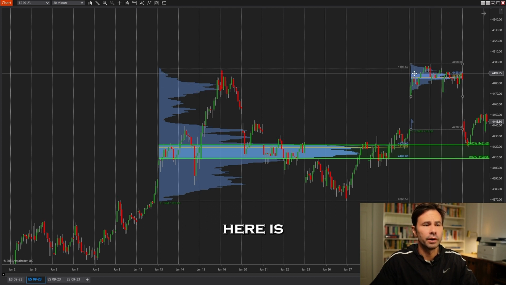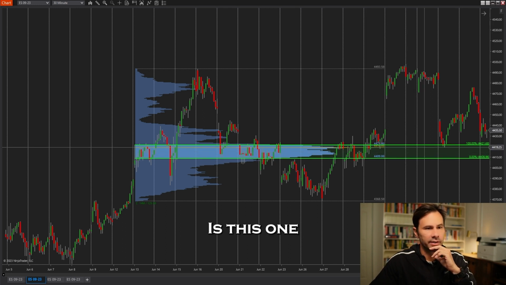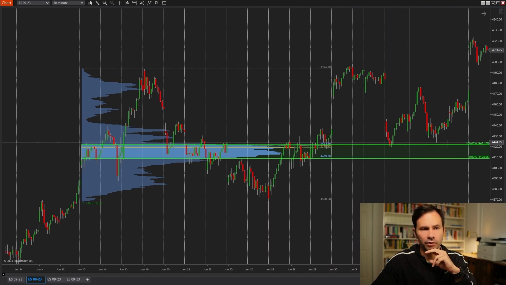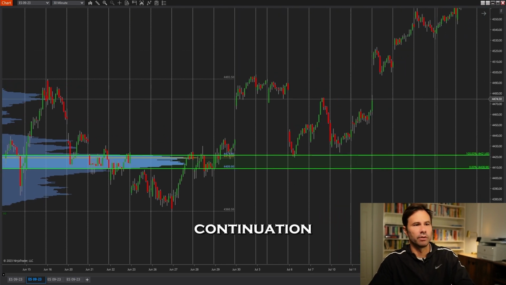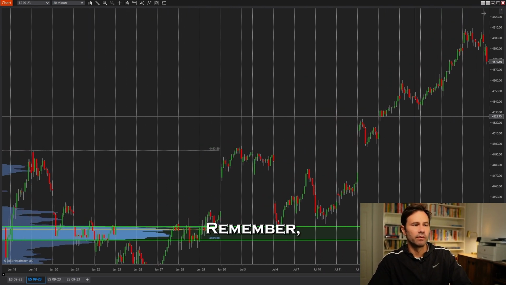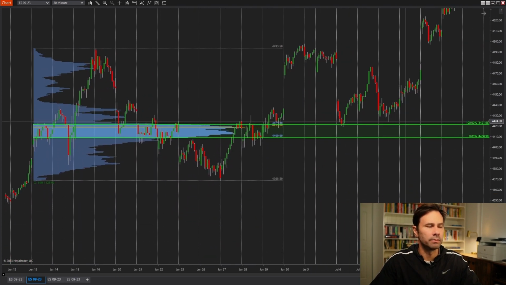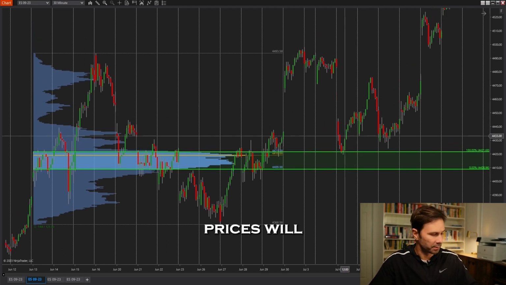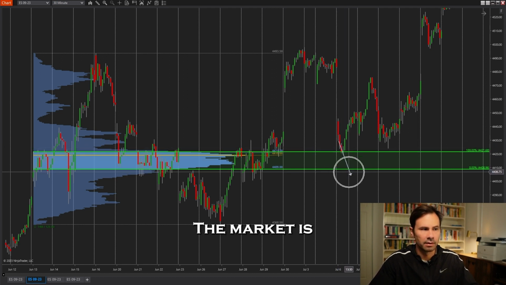So what you do here is you say, all right, I definitely have a demand area here. It's this one, right here, 44.21. Prices gapped down, came to this level, was bought, and then we have a further continuation to the upside, right? Remember, this is a textbook example. I want you to be open-minded and say, all right, sometimes prices will not react this way. Sometimes prices will come here. The market is very messy.